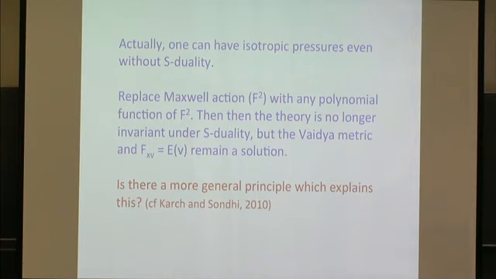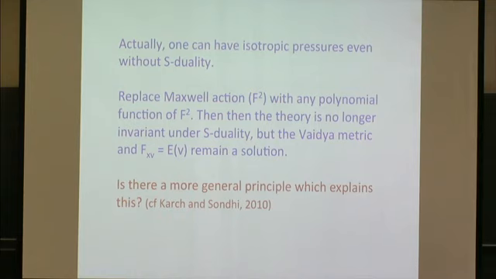Okay, but now there's actually a sense in which this isotropy holds even for systems which are not self-dual under this S-duality, because it's easy to see that if you replace the Maxwell action with any polynomial of F squared, the theory will no longer be invariant under electromagnetic duality, but the solution remains the same. Our Weyl and our Maxwell field remain a solution for any Lagrangian which is Einstein gravity coupled to any polynomial function of F squared, simply because F squared is 0 for this solution. And so we only pick up the first term.